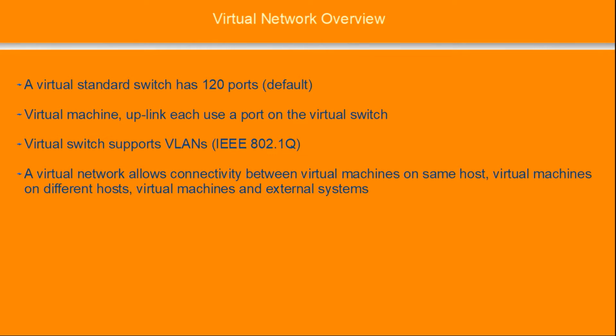A quick overview. A virtual standard switch has 120 ports by default. Virtual machine uplinks each use a port on the virtual switch. As we add more devices, those ports get used up. Virtual switch supports VLANs, IEEE 802.1q. A virtual network allows connectivity between virtual machines on the same host, virtual machines on different hosts, and virtual machines and external systems.